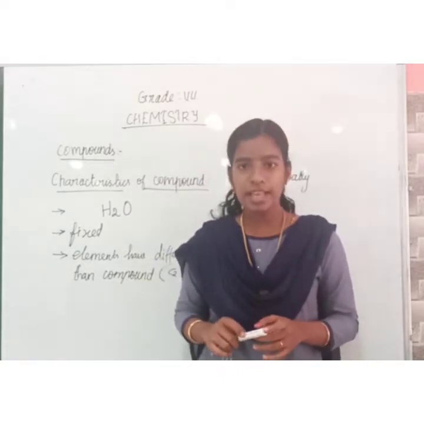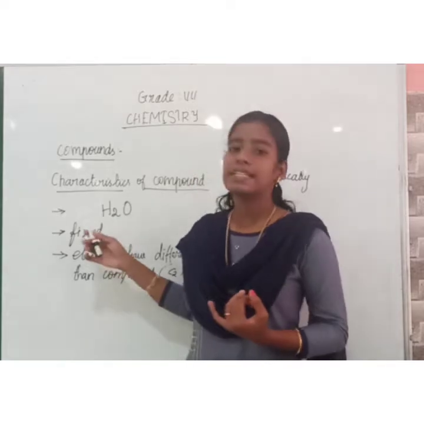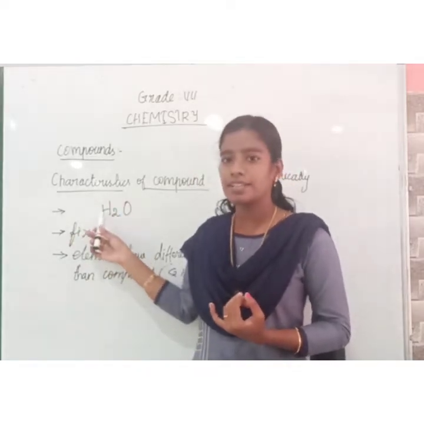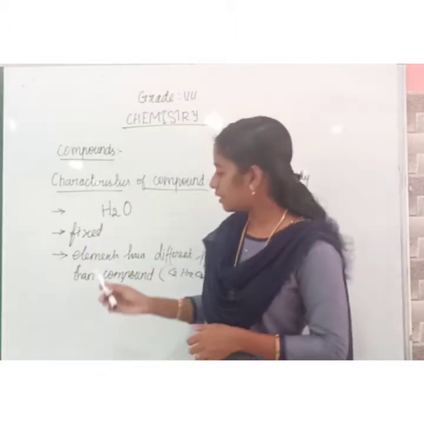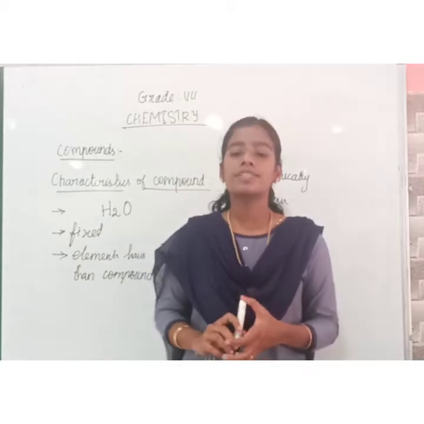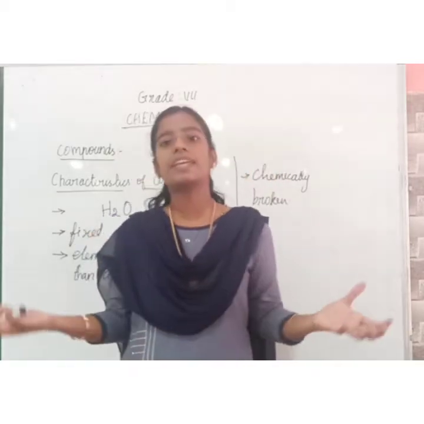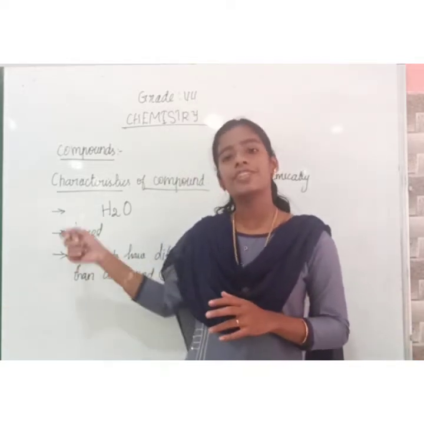Compounds are represented as chemical formulas. For example, H2O has two elements, hydrogen and oxygen: two atoms of hydrogen, one atom of oxygen. Then the fixed property. What is fixed? From wherever we get water, the water will be in the composition of H2 and O.